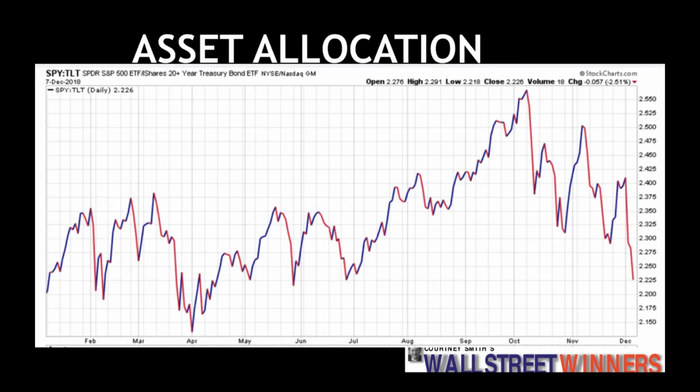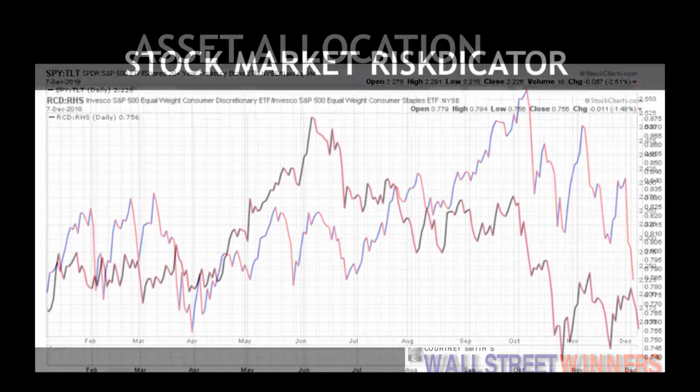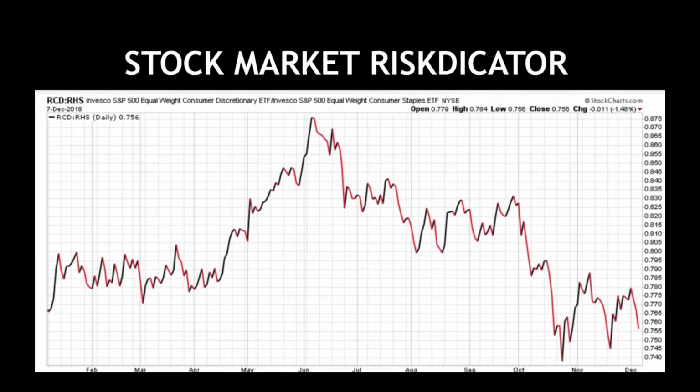Asset allocation, they bailed out of stocks. They just completely said, I give up the ghost. I need to go someplace safe. And where? Bonds. We always know bonds are going to mature at 100. So let's go buy some bonds and forget this stock nonsense. It looks garbagey. Stock market RISKDICATOR, another indicator that they're going to safe havens. They do not want to be in the stock market right now.